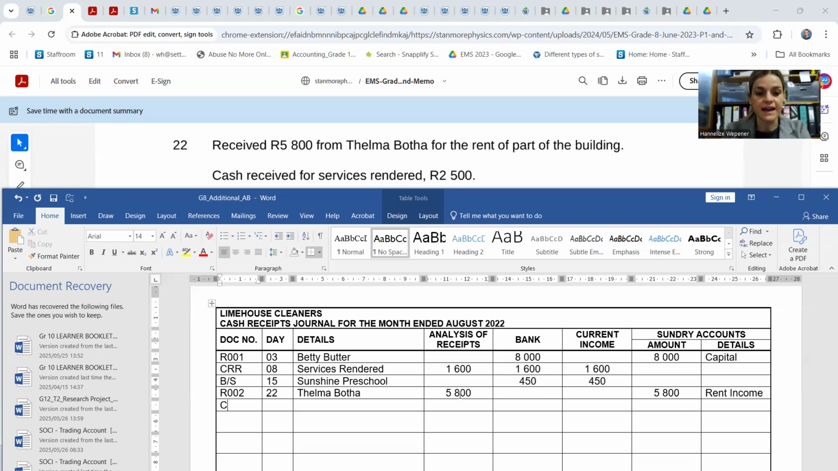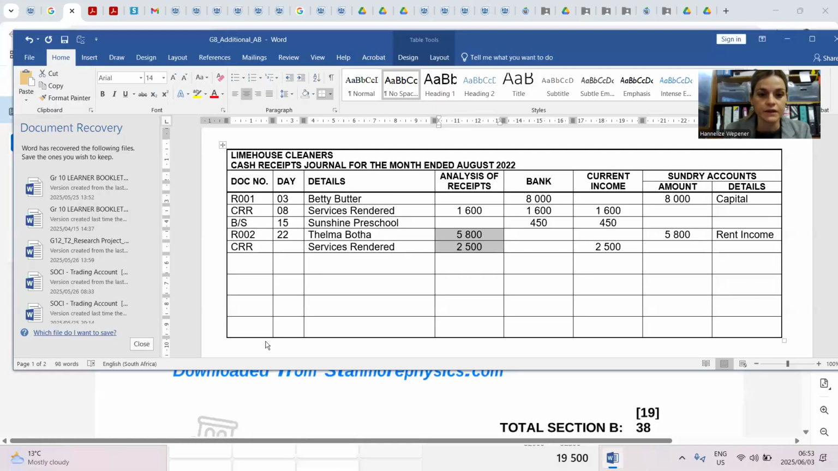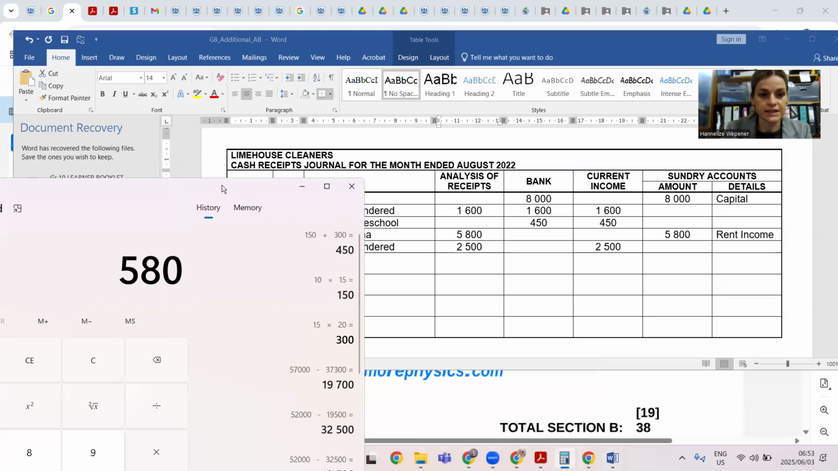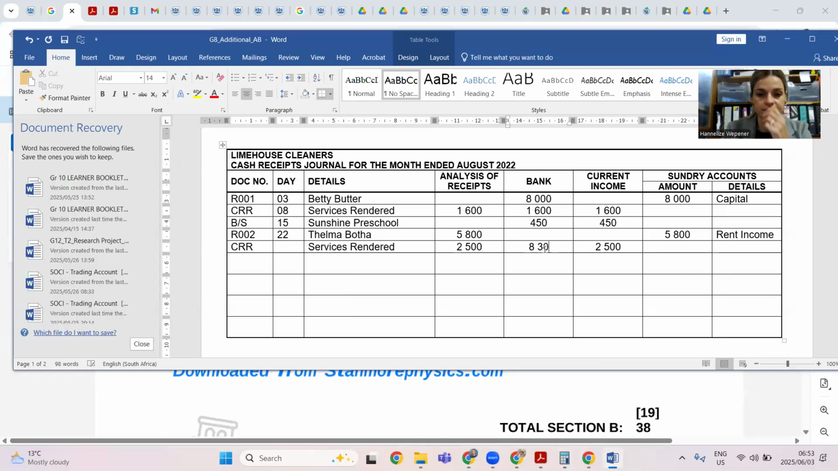Then on the same day, as per my cash register, I had services rendered. My cash register is at my business premises, therefore I will have that in analysis of receipts first. And this was for services rendered, therefore current income. So the total that I received for this day is the total of analysis of receipts for the day added together. There we go, 8,300 Rand that I received in total on this day.